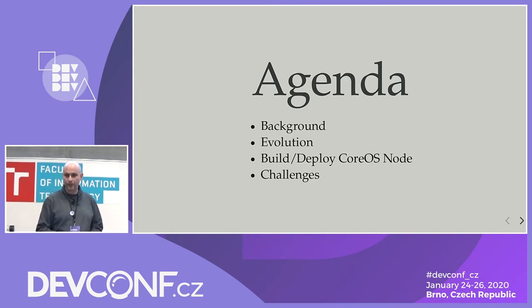I'm going to explain how we built CoreOS node with the standard CoreOS tools for building this image, and then discuss some of the challenges that we had and how we solved them, and some open issues that we still have with the node itself and the OS tree and all that.